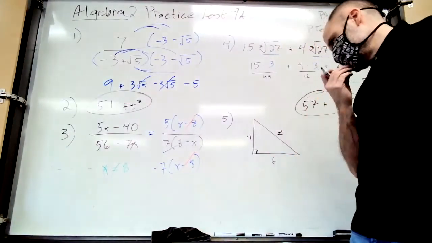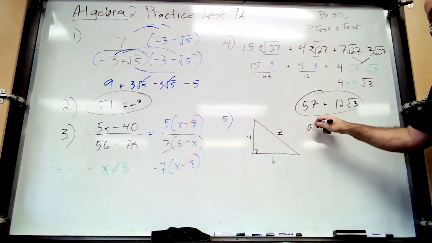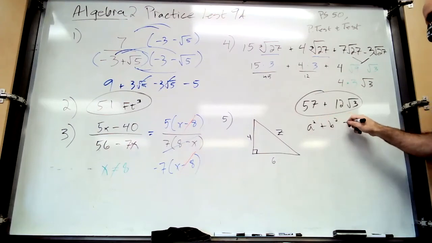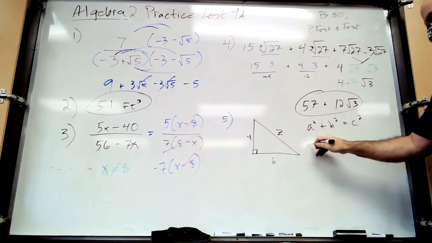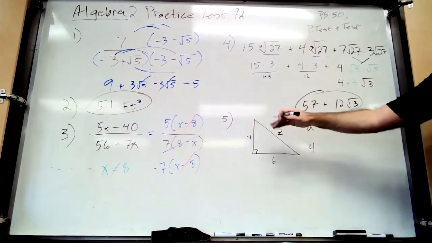Okay. So the first thing I always look for is, is this a 3, 4, 5? No, it's not. So I have to use the Pythagorean theorem, which is fine. What's the Pythagorean theorem? It's a squared plus b squared equals c squared. What's A, what's B, and what's C? A is 4. B is 4. A and B are interchangeable. The only thing that matters is the C, which is the bottom, which is what you're looking for.